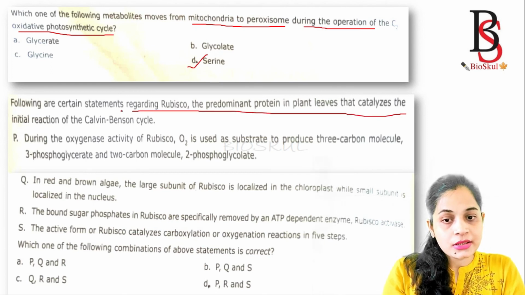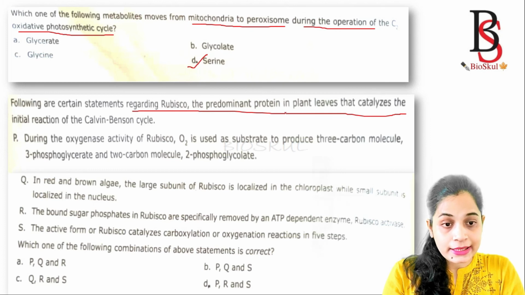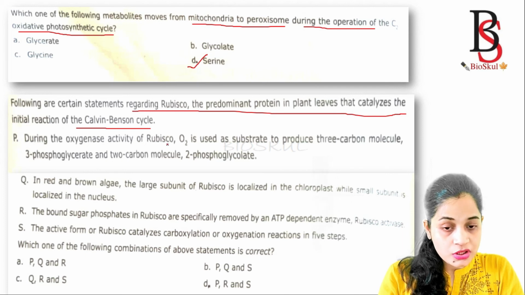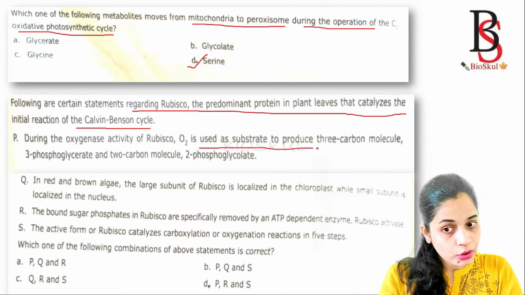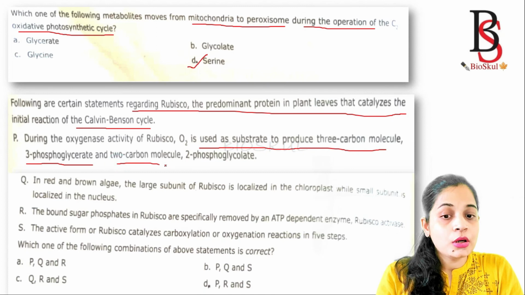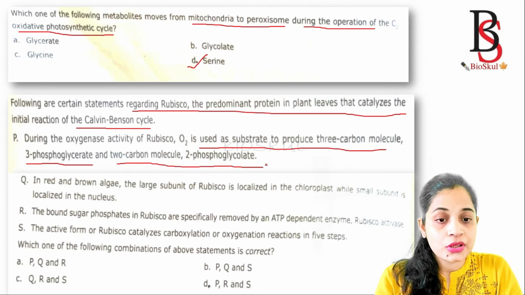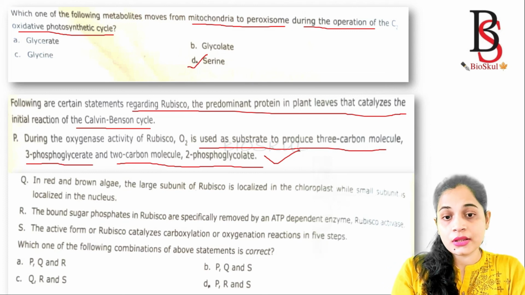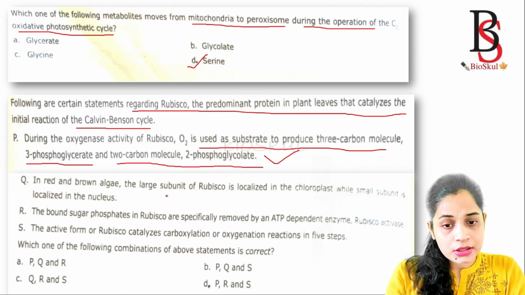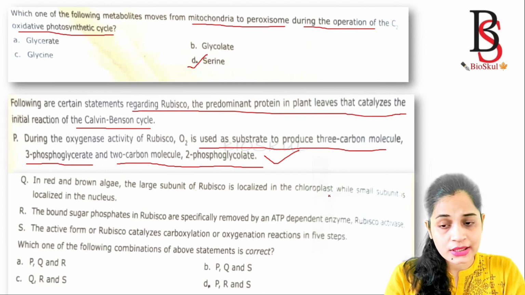Following are certain statements regarding RuBisCO. The predominant protein in plant leaves that catalyzes the initial reaction of the Calvin-Benson cycle. Okay. Option P. During oxygenase activity of RuBisCO, oxygen is used as a substrate to produce a 3-carbon compound, that is 3-phosphoglycerate, and a 2-carbon molecule, 2-phosphoglycolate. Yes, it is produced during the oxygenase activity as we have seen in the cycle. In red and brown algae, the large subunit of RuBisCO is localized in the chloroplast while the small subunit is localized in the nucleus. No.